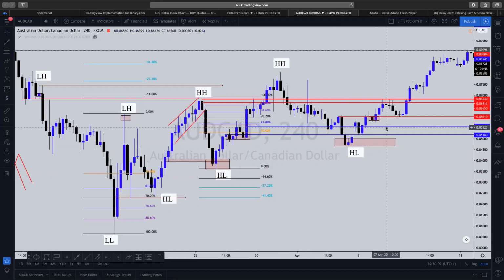Let me unmute you. All right. Ask your question. Okay. What happens when it doesn't create a higher high? Like when it's going up from the higher low. What happens when it doesn't go above the previous higher high? When it doesn't go above it?